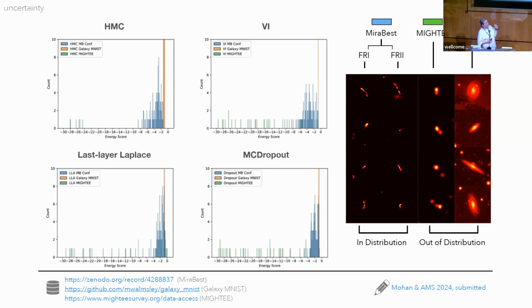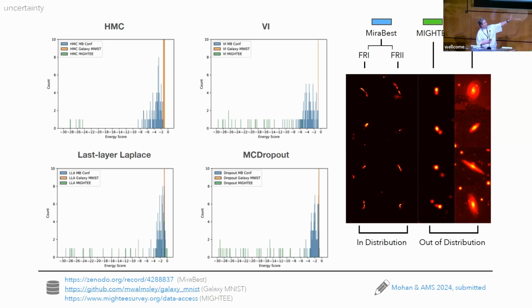So we examined how sensitive these different Bayesian approximations were to different types of distributional shift in our data. Now, there are different levels of distributional shift and, of course, different types of distributional shift. So here what we're showing you on the right-hand side, the first two columns there, this is our training data. So where it says mirror best, where it's blue, that's our training data, that's in distribution. Now, if we take the same type of object, so a radio galaxy, but observe it with a different telescope, that's one type of distributional shift. So that's the green column where it says MIGHTY. This is the MIGHTY survey, which is observations done with the MeerKAT telescope in South Africa.